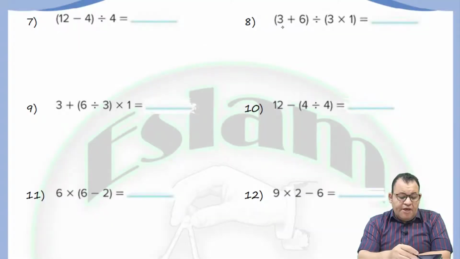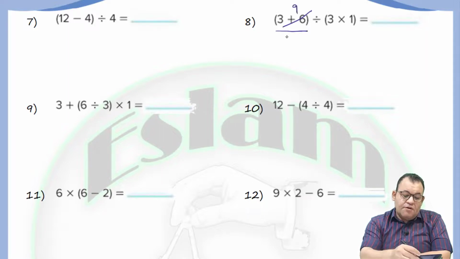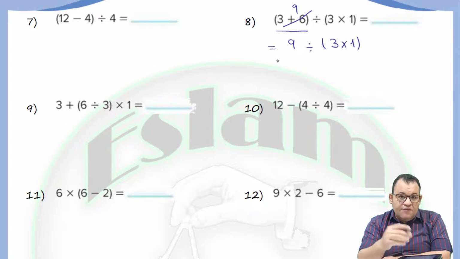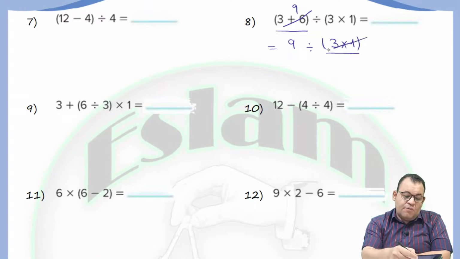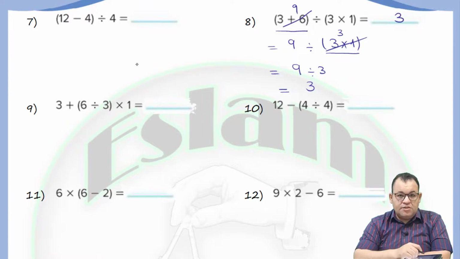In question number 8, we have 3 plus 6, divided by 3 times 1. Number 1, we need to solve the operation inside the parentheses. There are 2 parentheses, so we'll solve both of them. 3 plus 6 will be equal to 9. So it will be 9 divided by 3 multiplied by 1. Now start again from the beginning. There is a parentheses here, so we'll solve it. Instead of 3 multiplied by 1 we write 3. So it will be 9 divided by 3. Now we have only one operation, which will be equal to 3. So just write the answer.